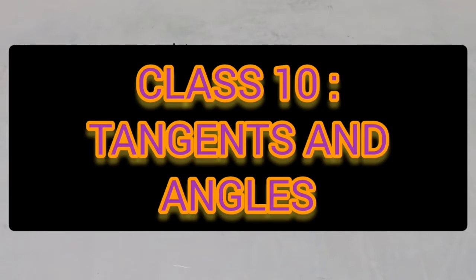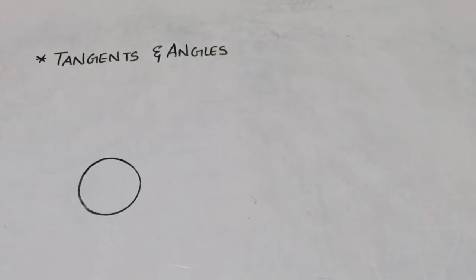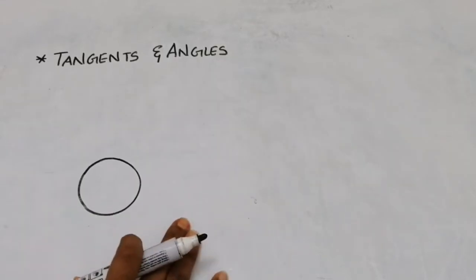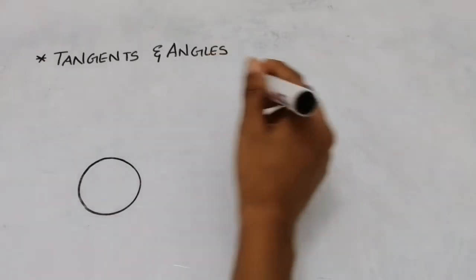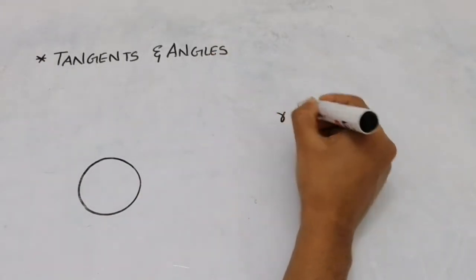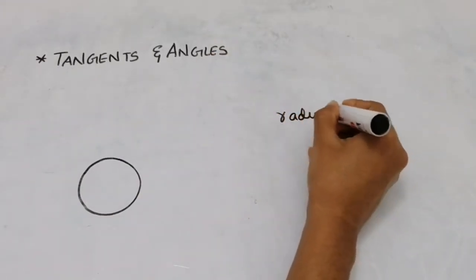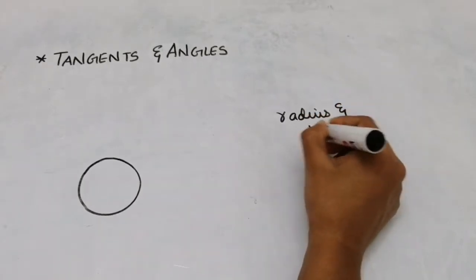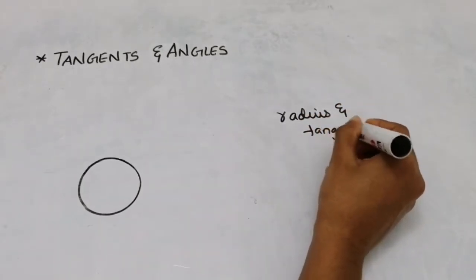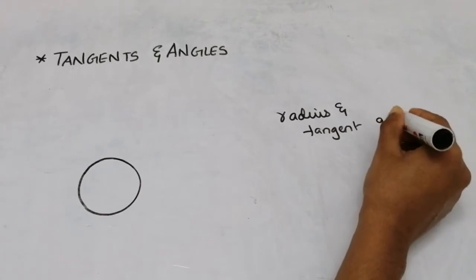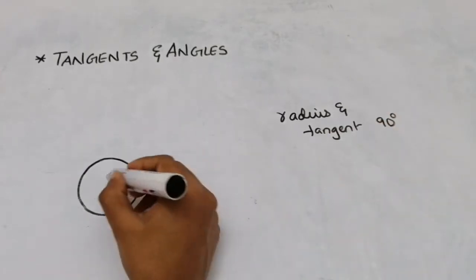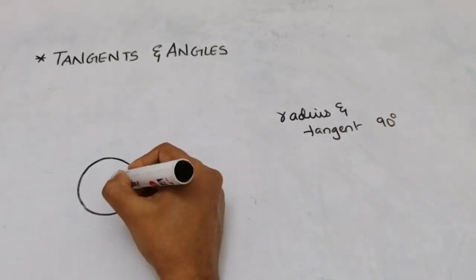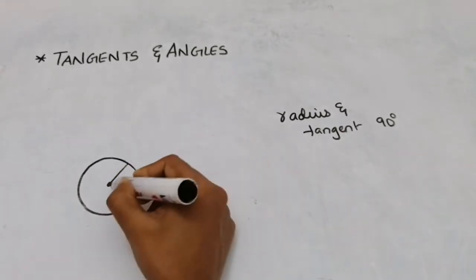So today I am going to introduce you to a new topic from the chapter tangents, that is tangents and angles. Okay, so here you can see a circle, and we already studied that the angle between a radius and tangent is always 90 degrees.